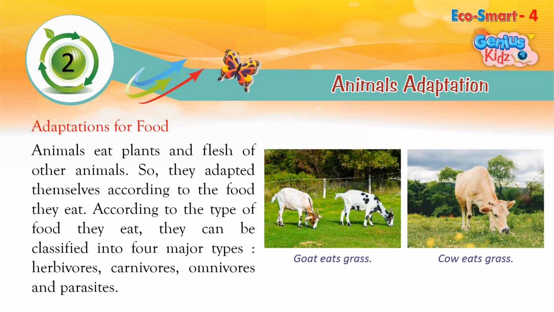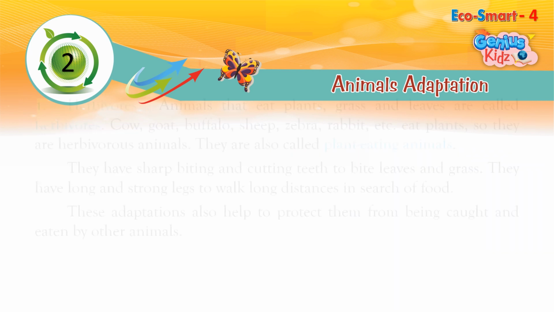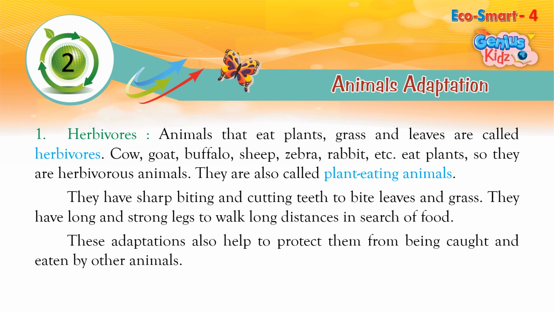Adaptations for food. Animals eat plants and flesh of other animals. So, they adapted themselves according to the food they eat. According to the type of food they eat, they can be classified into 4 major types: herbivores, carnivores, omnivores, and parasites. 1. Herbivores. Animals that eat plants, grass and leaves are called herbivores. Cow, goat, buffalo, sheep, zebra, rabbit, etc. eat plants, so they are herbivorous animals. They are also called plant-eating animals.